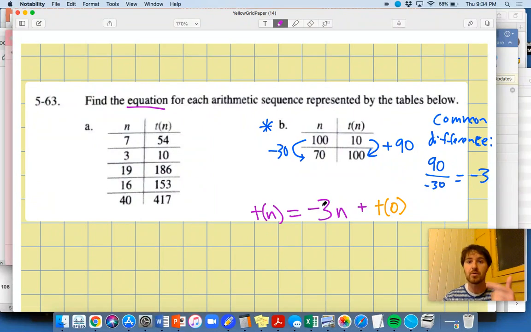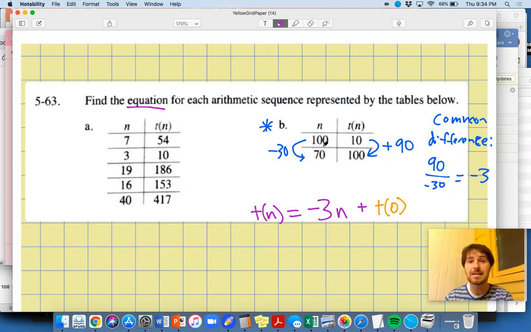I'm hoping you got this far, that the output of this particular sequence, the term itself, equals -3, the common difference, times the term number, how many times you have that common difference, plus whatever that term zero is here. Anyways, you're watching this video because you're not sure how to get that term zero. I'm going to go through it with you.